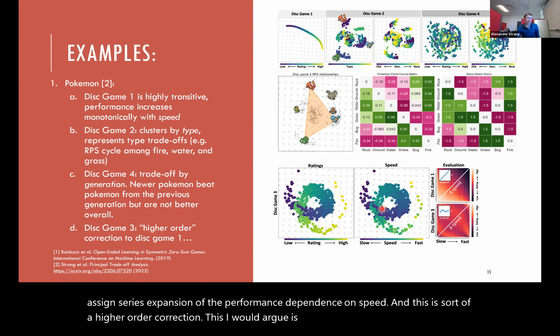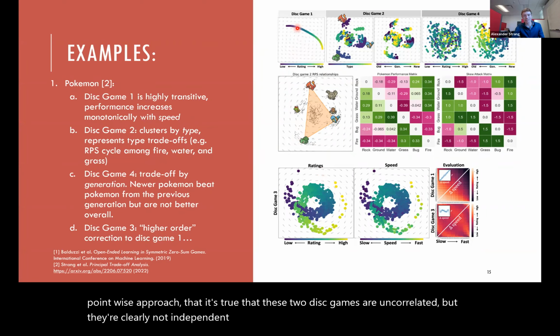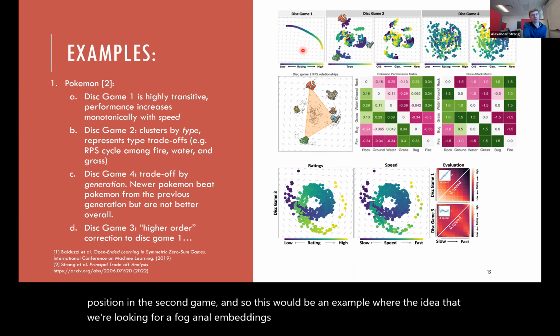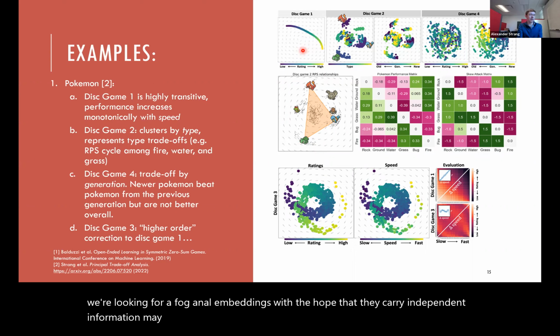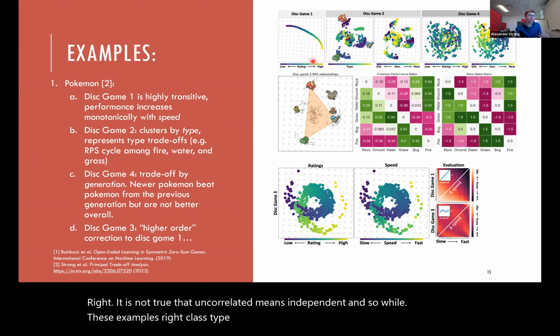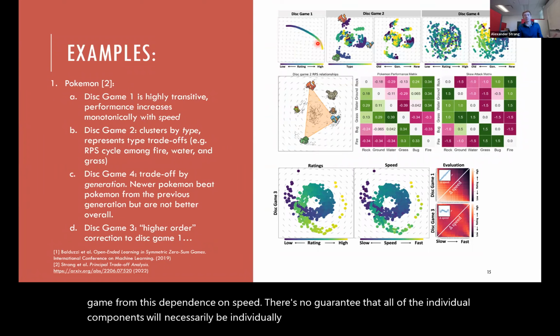This, I would argue, is actually revealing a limitation of this pointwise approach. It's true that these two disk games are uncorrelated, but they're clearly not independent. Position in the first disk game is predictive of position in the second game. And so this would be an example where the idea that we're looking for orthogonal embeddings with the hope that they carry independent information may fail, right? It is not true that uncorrelated means independent. And so while these examples, class type or generation, are clearly separate dimensions of the game, from this dependence on speed, there's no guarantee that all of the individual components will necessarily be individually interpretable. And that's a caveat to be aware of.